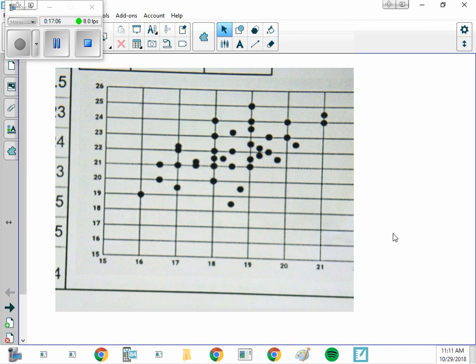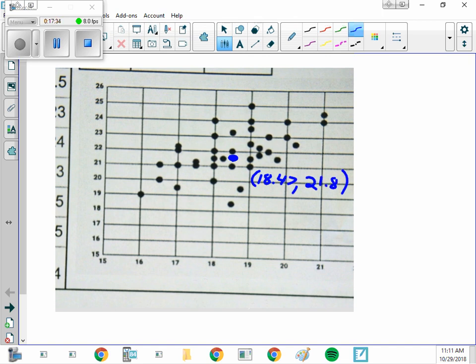So, number 7. If we know that a male has an arm measurement of 19 inches, what would be his expected leg measurement? So our point of averages is 18.5 and 21.8. So right here, let me switch colors. This point right here is 18.47, 21.8. And I want to know what is the leg measurement of a man who is at 19 inches. So basically, I want the average of this column right here.